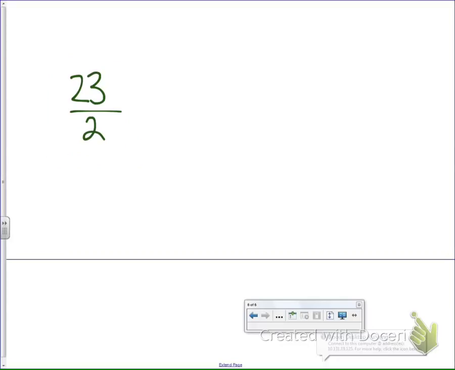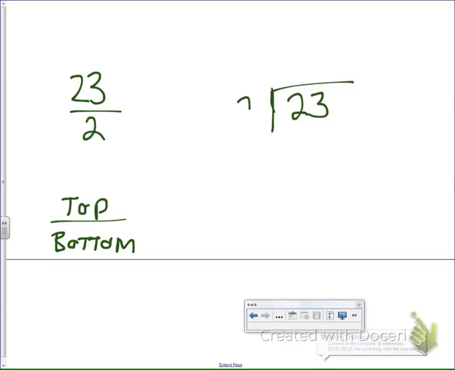So the key in turning this into a mixed number is realizing that our fractions are just division problems. And that's our top number, or our numerator, divided by our bottom number, or our denominator. So what I'm going to do to put this into a division box is I'm going to put my top number inside my division, and I'm going to put my bottom number, or my denominator, outside. So numerator goes in, denominator goes out. Now I just divide like normal.